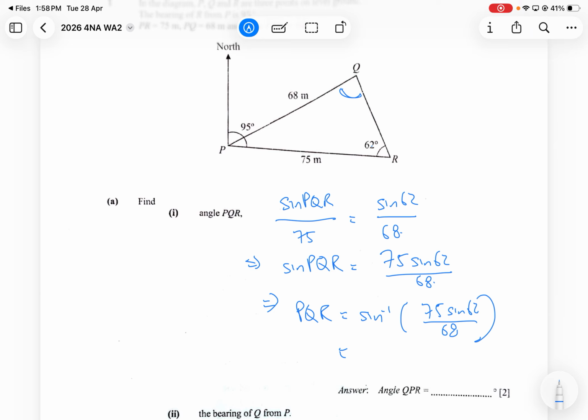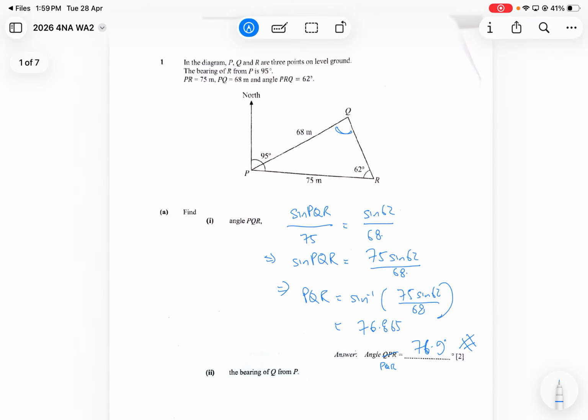Remember to put your calculator to degree mode when you are doing this. Okay? 75 sine 62, then divided by 68, sine inverse. 76.865. So round off, angle PQR is equals to 76.9 degree. 2 marks.